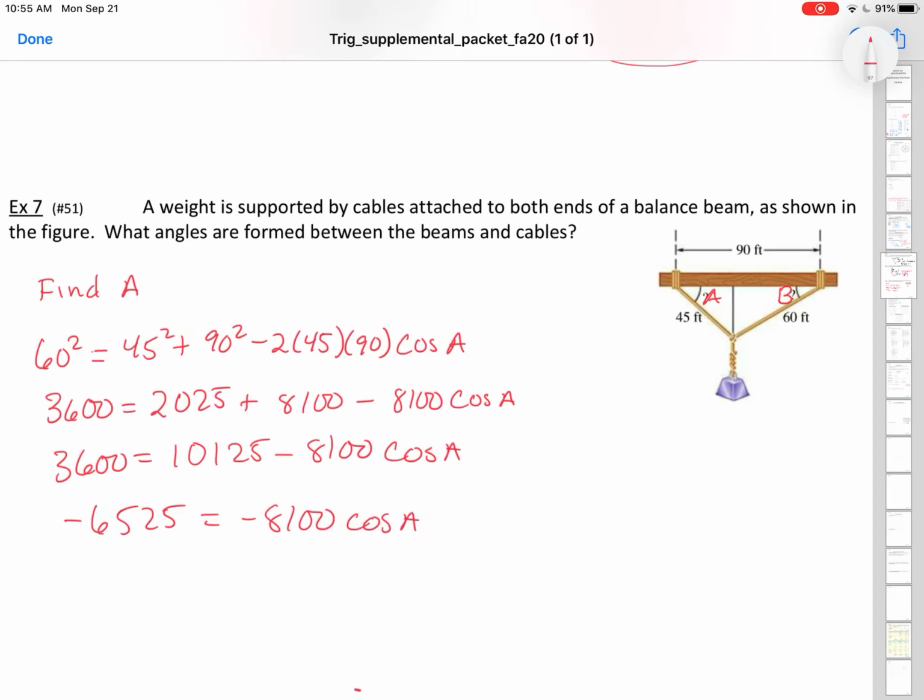cosine A. And so cosine A is equal to positive 6525 divided by 8100. And so if we take 6525 divided by 8100, we get 0.8055 repeating is equal to cosine A. And so we know what to do. Let's do cosine inverse of that answer, and we get 36.3 degrees. Right? As we come through there and find cosine A.